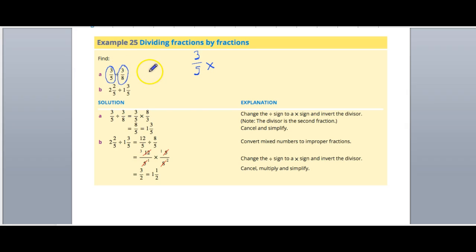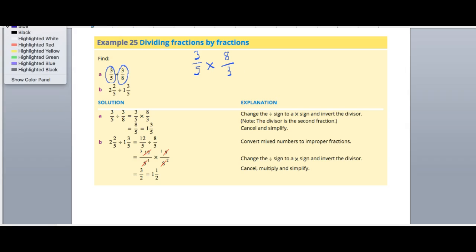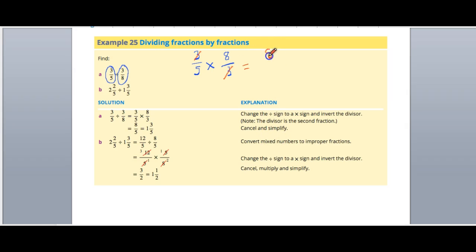The reciprocal just means we flip it. So instead of having 3/8, we have 8/3. Just looking at that, the good thing is I can see that we can cancel out. Because we're multiplying, any 3 on the top cancels out with any 3 on the bottom. So now I am left with 8/5.